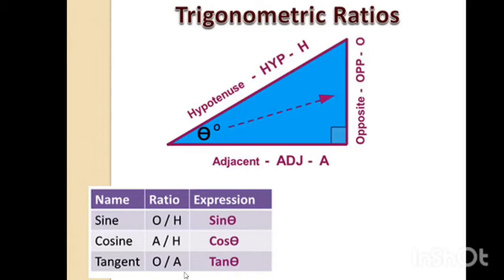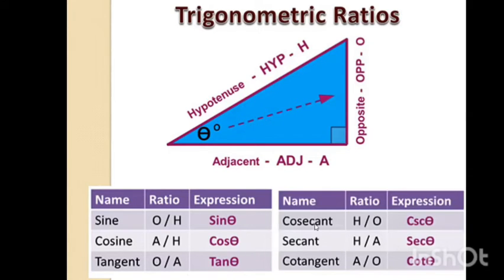And we have three more ratios, right? The three more ratios are cosecant, secant, and cotangent. We discussed that cosecant is the reciprocal of the sine. As the ratio for finding sine theta is opposite and hypotenuse, in the same way for finding cosecant theta, we have to find the ratio of hypotenuse and opposite.